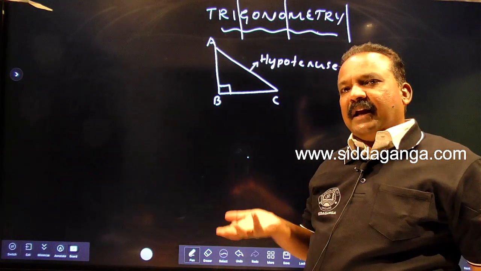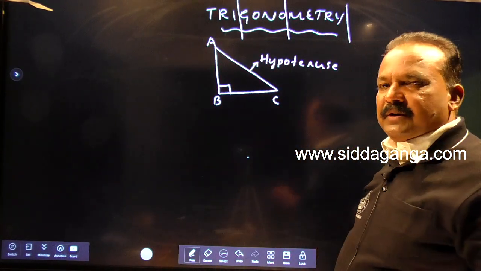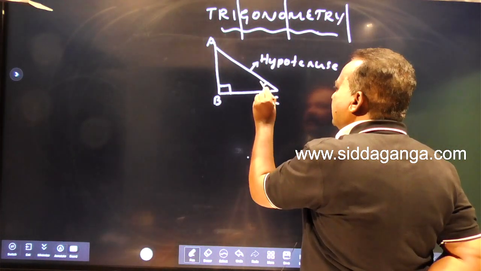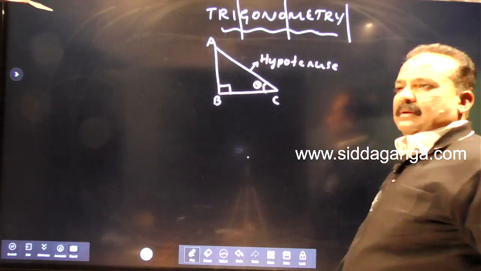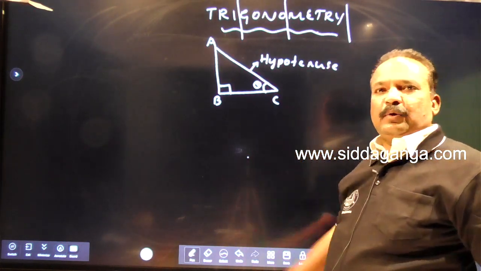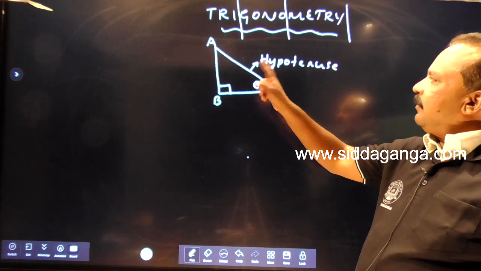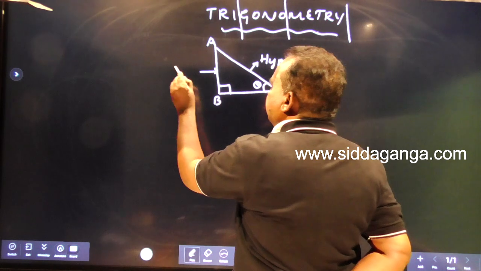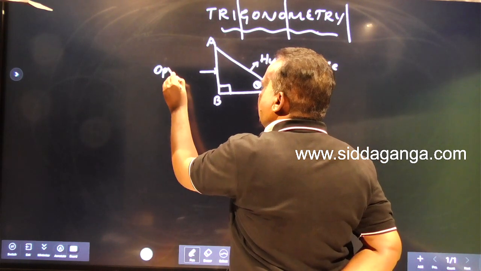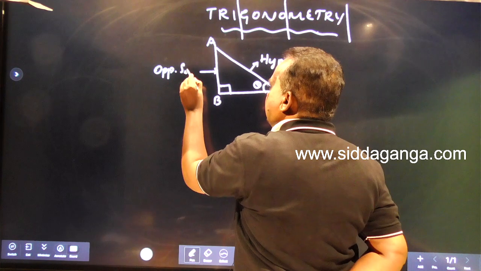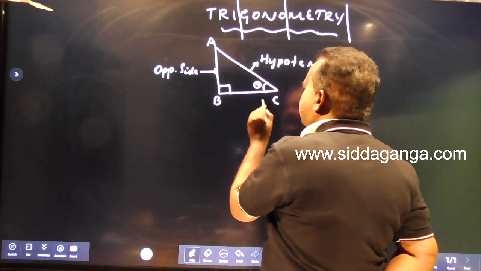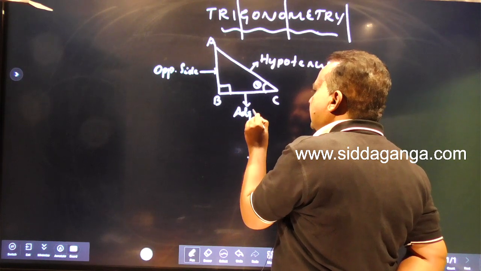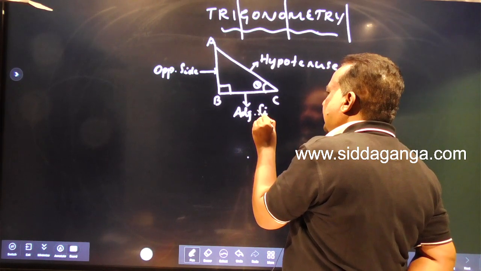Of those 2 angles, you can take any one angle as the reference angle. Look, suppose we take this as theta. When angle C is equal to theta, then the side opposite to theta is called the opposite side. This is called opposite side. And the remaining side is called adjacent side. Adjacent side.